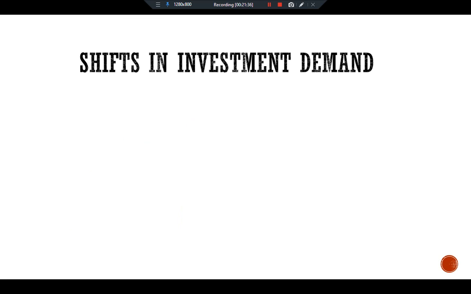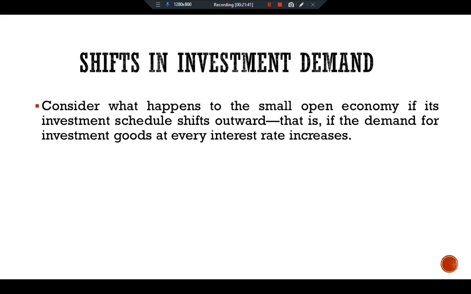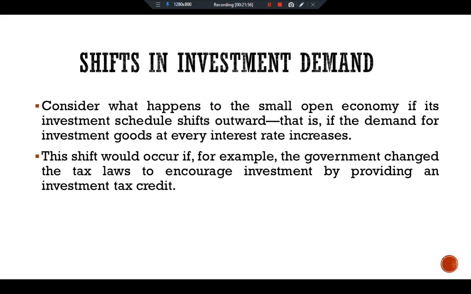Here, shift in investment demand. Consider what happens to a small open economy if its investment schedule shifts outward. That is, if the demand for investment goods at every interest rate increases. This shift would occur if, for example, the government changes the tax laws to encourage investment by providing an investment tax credit.